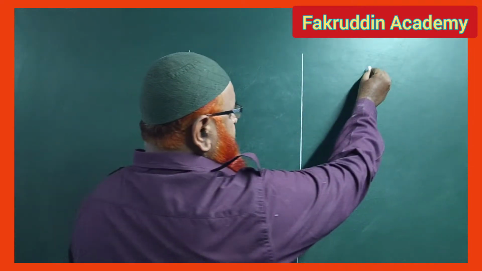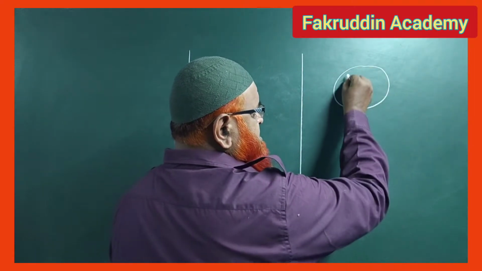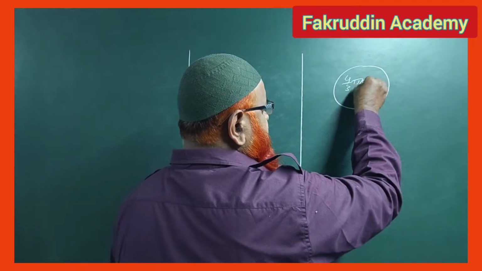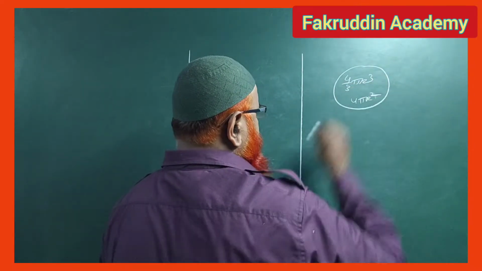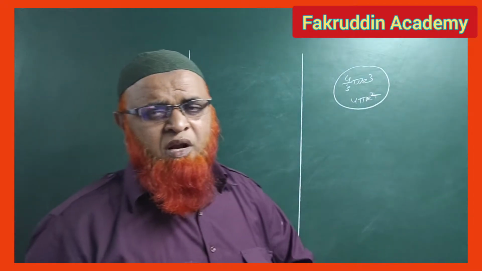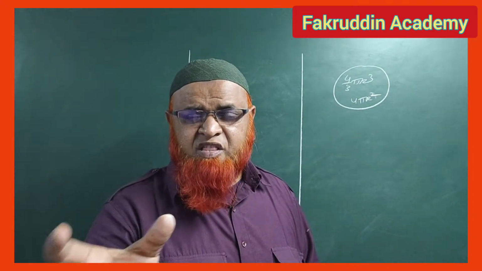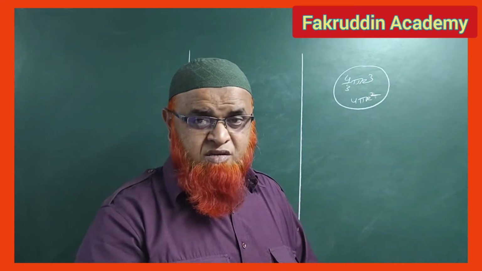So now, I am considering a nucleus. This is having a volume which is 4 by 3 pi r cube. It is having surface area 4 pi r square. So this is a small nuclei. What is the relation between the volume of the nuclei and its mass number?